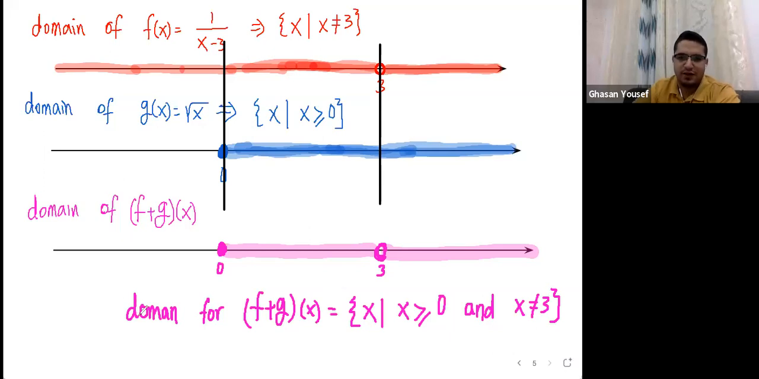So this is the domain for the function f plus g: x such that x is greater than or equal to 0 and x is not equal to 3. By the way, this number here is 0.